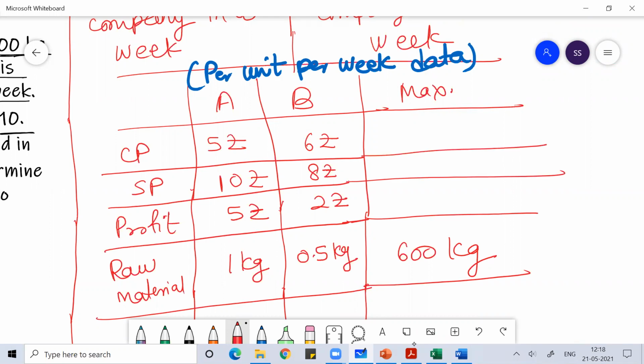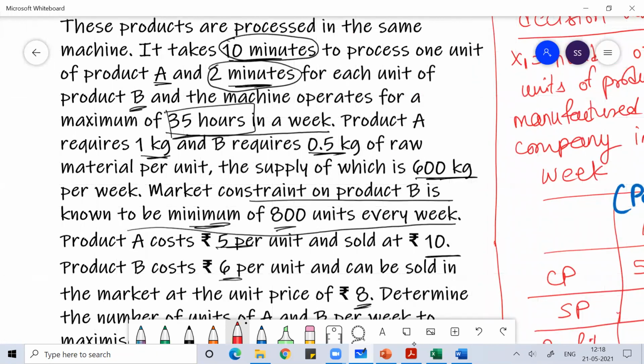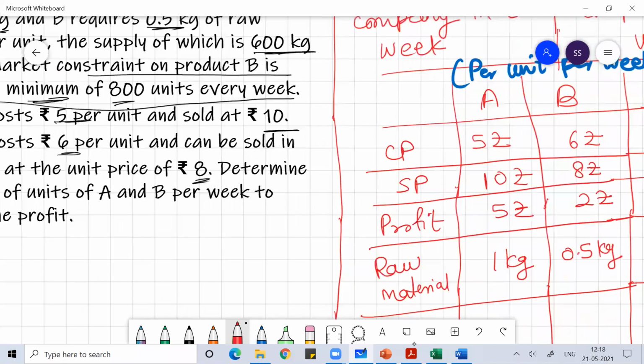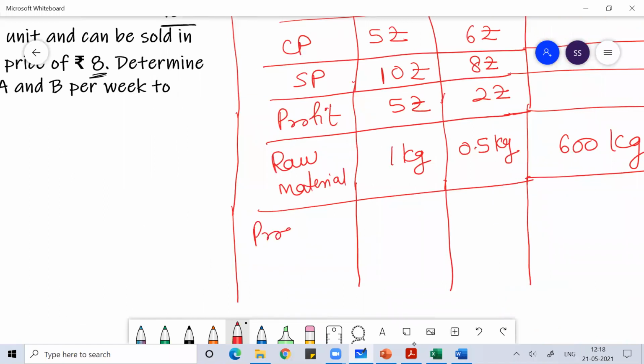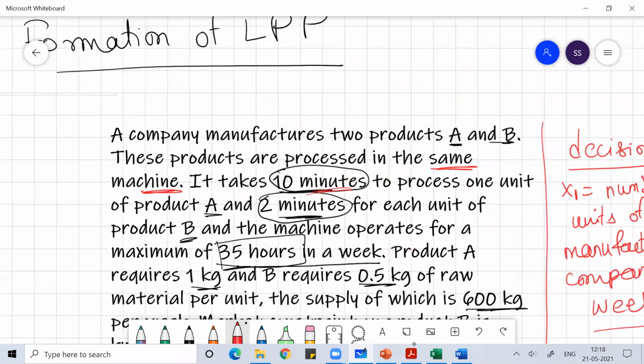That you can understand. The maximum you can use is 600 kg of raw material per week. Then what is given? If I talk about processing time of the product in the machine, both the products are processed on the same machine, and it takes 10 minutes to process 1 unit of product A and 2 minutes to process 1 unit of product B.